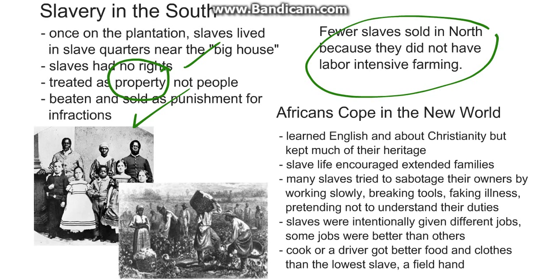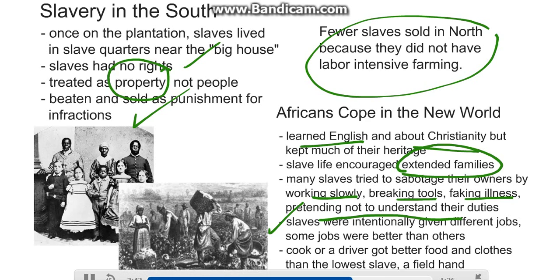In order to cope in the New World, Africans learned English and they learned about Christianity, but they kept much of their heritage. Slave life encouraged extended families for support. Many slaves tried to sabotage their owners by working slowly, breaking tools, faking illnesses, pretending not to understand their duties. Slaves were intentionally given different jobs. Some of these jobs were better than others. A cook or a driver got better food and clothes than the lowest slave, which was a field hand, and this created competition between the slaves.